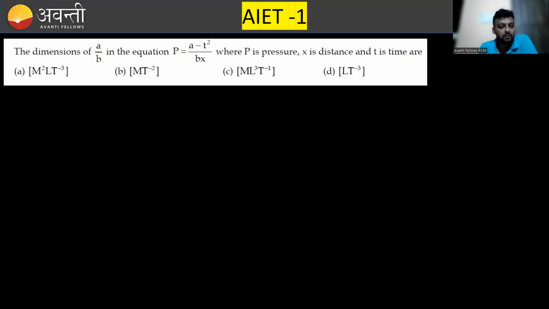The dimension of A upon B in the equation, where P is pressure, X is distance, T is time. Okay, done. Very simple. You need to find the dimension of A over B. Let's write the equation. P is equal to A minus T square, over Bx. Can I transfer Bx to this side? So it will become PBx is equal to A minus T square.